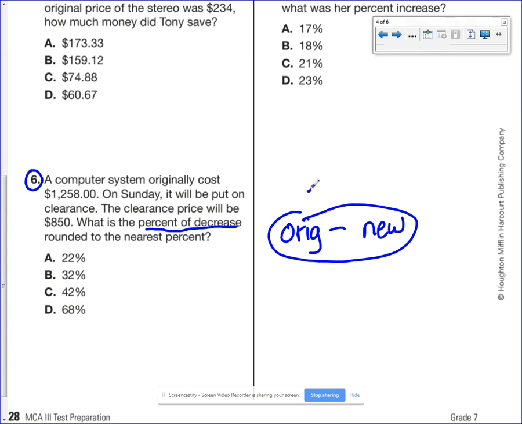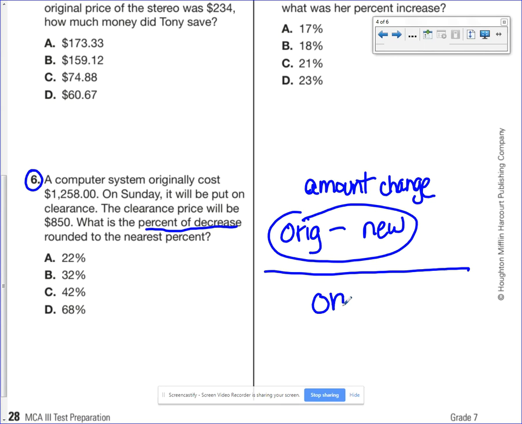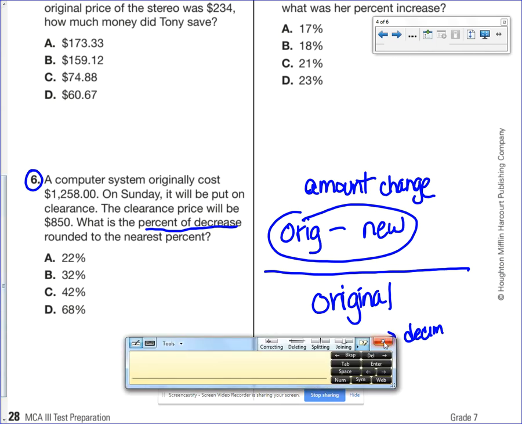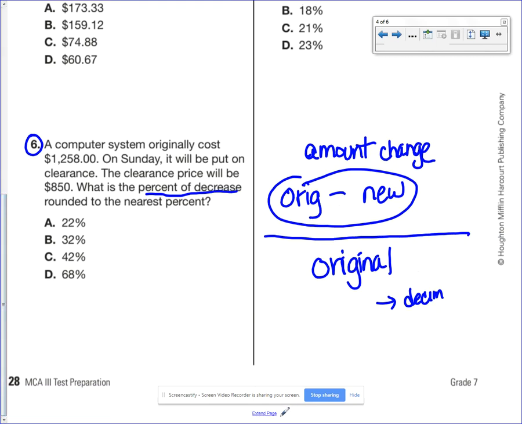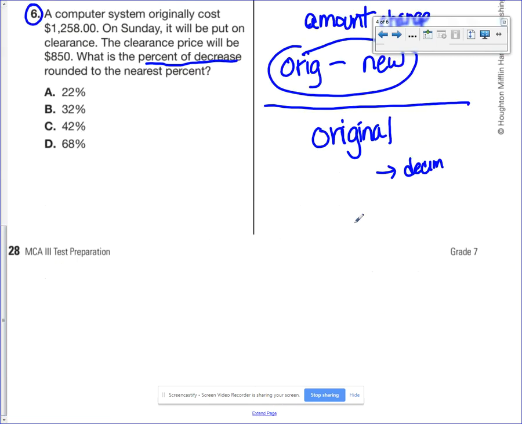This is the amount that something changed. It might go up, it might go down, depending on your situation. This is the amount something changed. That's going to be the numerator of your fraction. The denominator of your fraction is always the original number. Once you have a fraction, you can turn that into a decimal. And once you know what the decimal is, you can easily turn it into a percent.